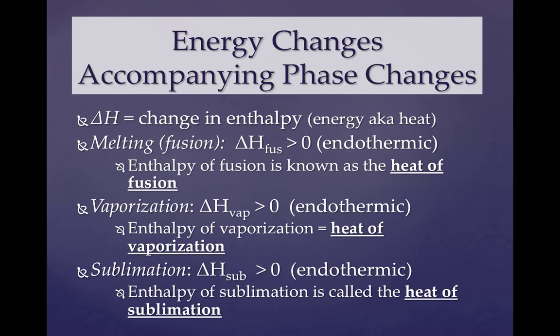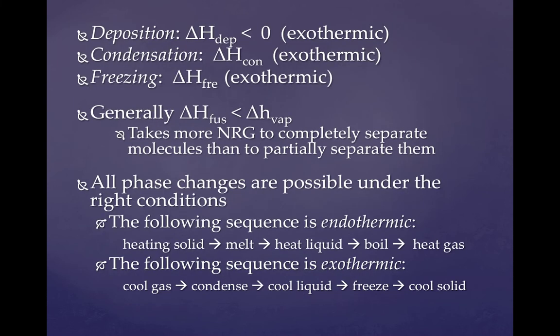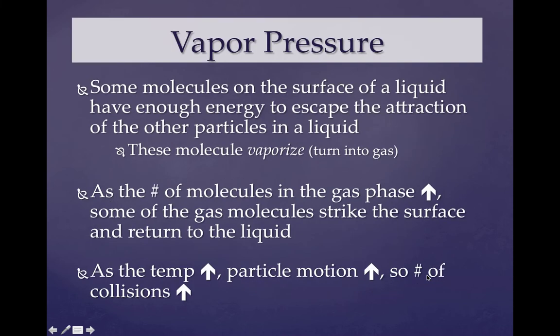Melting is endothermic, vaporization is endothermic, and sublimation is endothermic. If you want to think of it, some reason that helps you remember: melting you're going from a solid to a liquid, vaporization you're going from a liquid to a gas. Those are all endothermic processes. Deposition, condensation, and freezing are all exothermic. In general, it takes more energy to completely separate the molecule than to partially separate it. And this is showing you the sequences down here of endothermic and exothermic reactions.